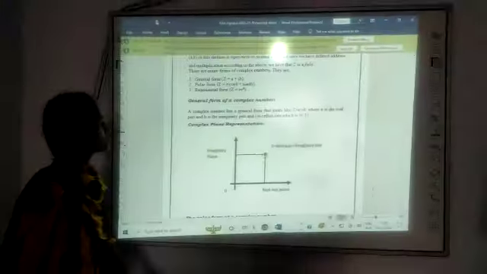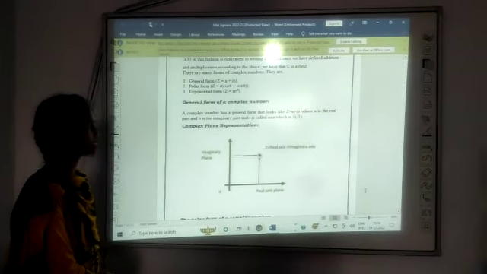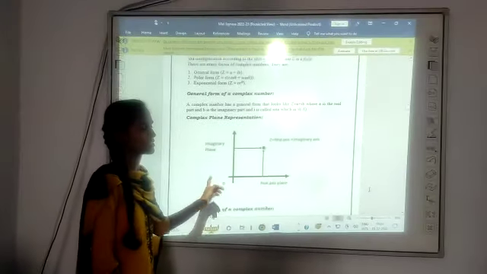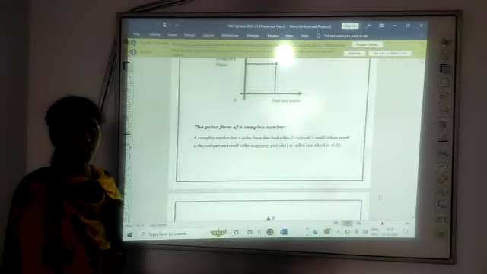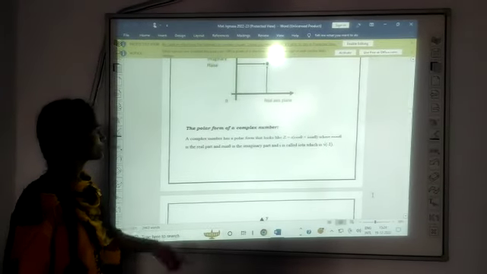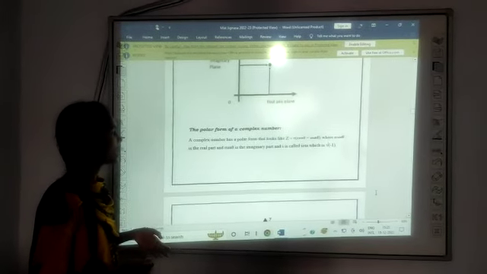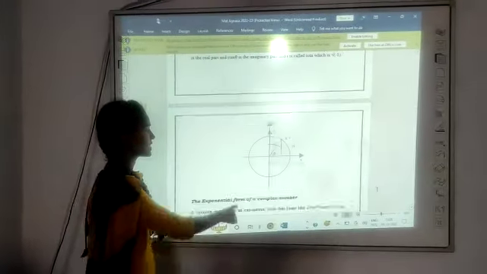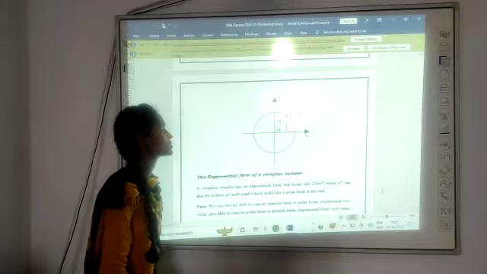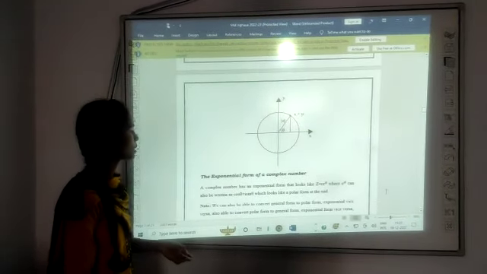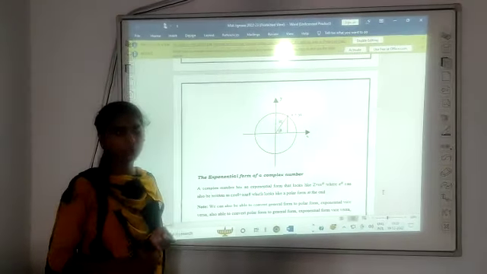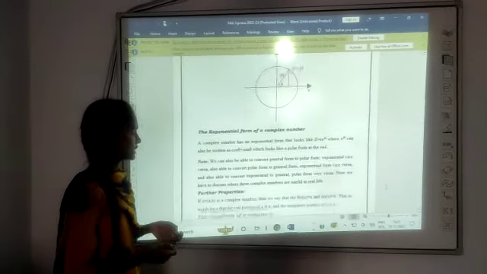The standard form of a complex number looks like z = a + ib, where a is the real part and b is the imaginary part. i is called iota, which is the square root of -1. The polar form of a complex number looks like z = r(cos theta + i sin theta), where r = mod z. The exponential form of a complex number looks like z = r e to the power i theta.